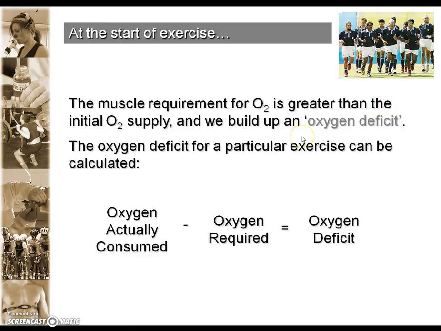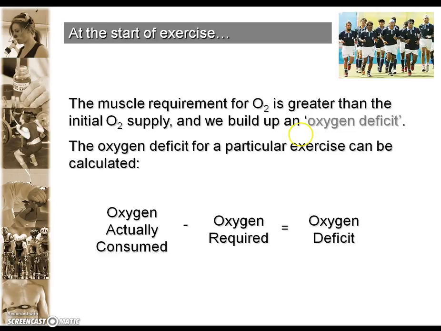When you start exercising, you're running, you start off on a 5k run, or whatever you're doing, you're starting in a game. You require more oxygen than you can actually consume. When this happens, this is called an oxygen deficit. So you have a deficit because you can't get enough oxygen.